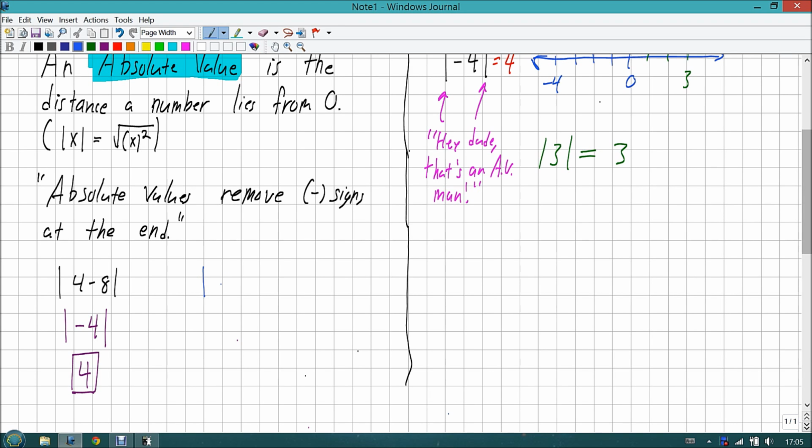Now, what if I had the absolute value of 7 minus 2? Well, again, I would do the interior portion first. I would do 7 minus 2, which is 5. And the absolute value of 5 would remove any negatives, but there aren't any. So I'd be left with +5. So in layman's terms, the absolute value removes the negative sign after all the arithmetic on the inside has been done.